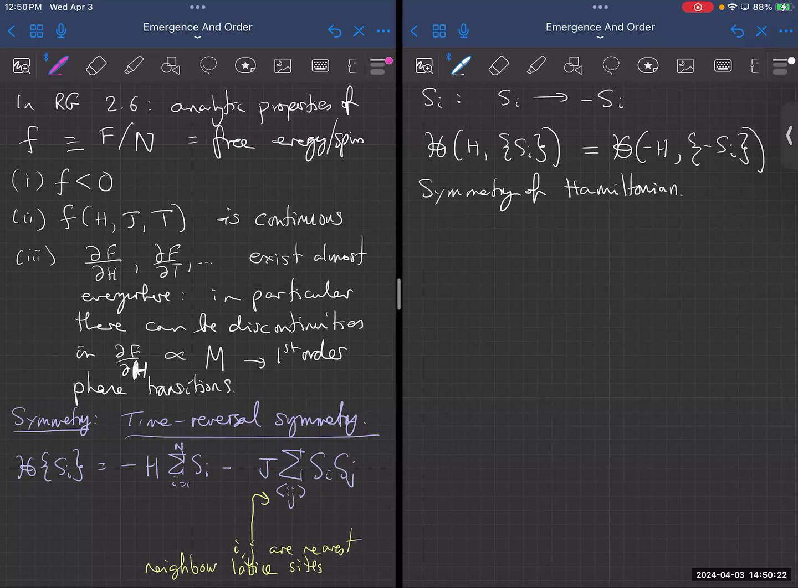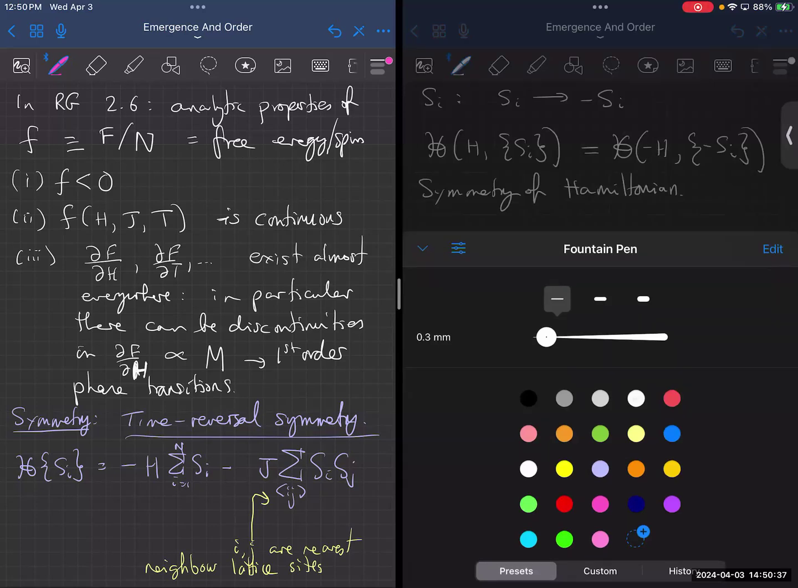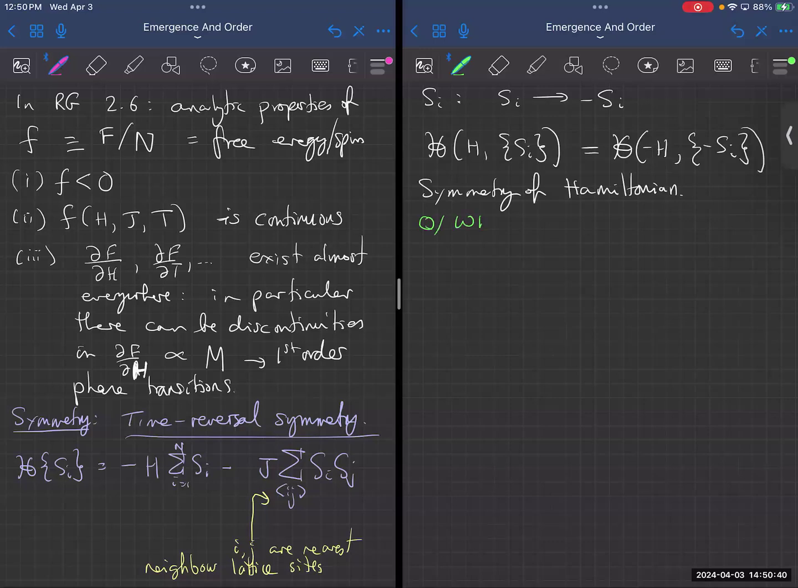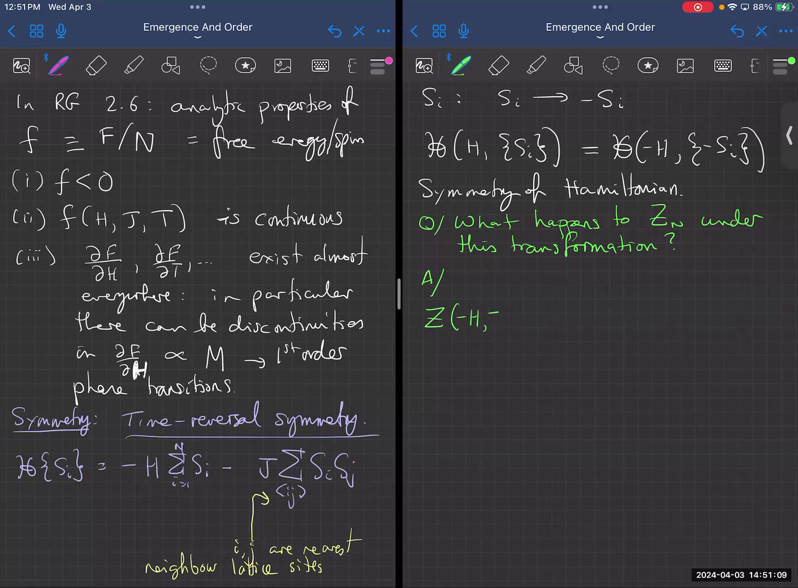And this has dramatic consequences, because we can now follow through and compute what happens to the partition function. The next question we would want to ask is what happens to the partition function under this transformation. We want to know that because the partition function governs all the thermodynamics. So let's just calculate it. I'll start off with a partition function, and now I'm going to explicitly make h go to minus h.